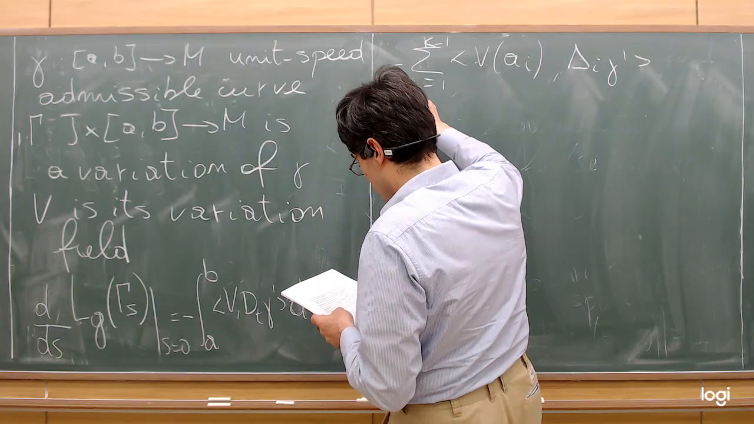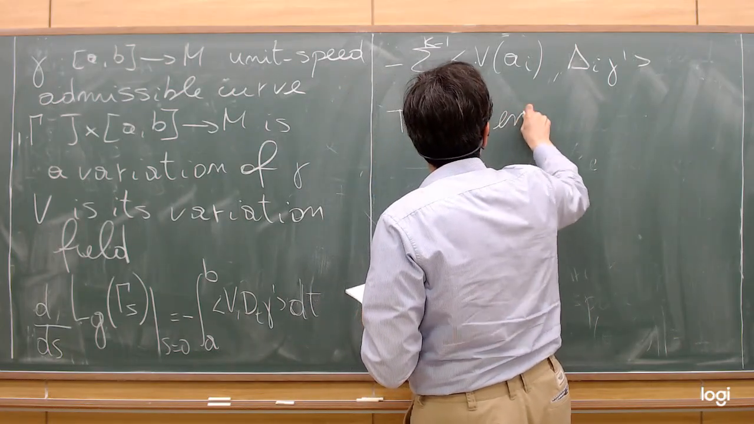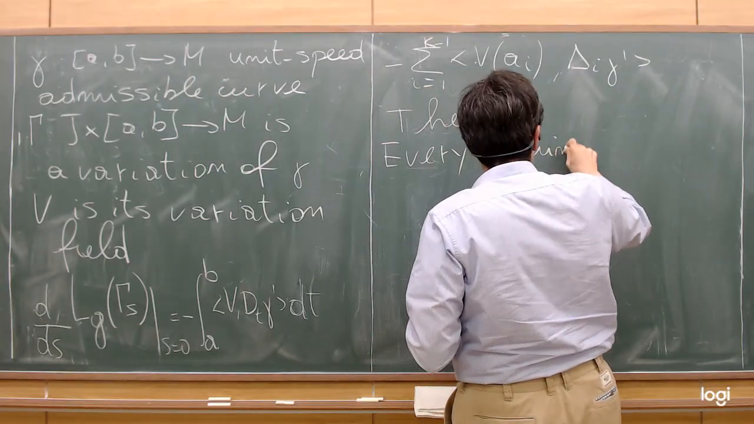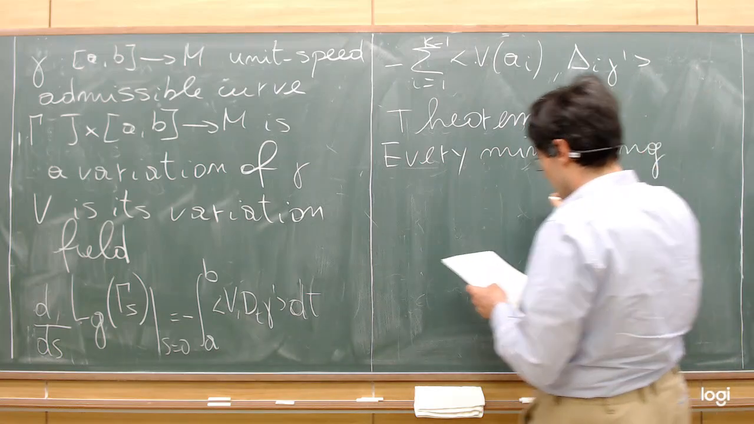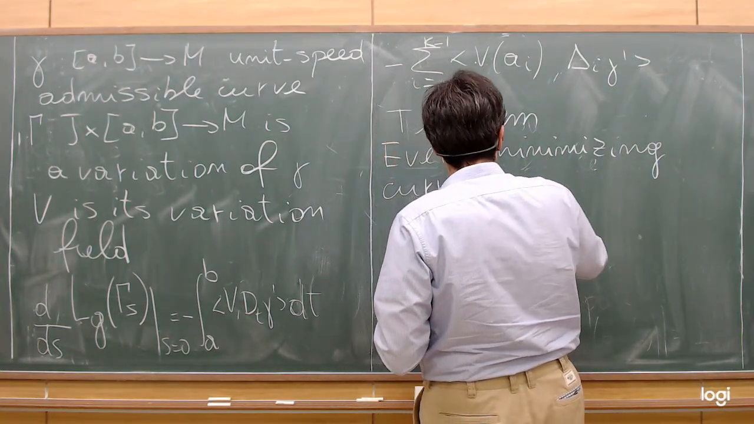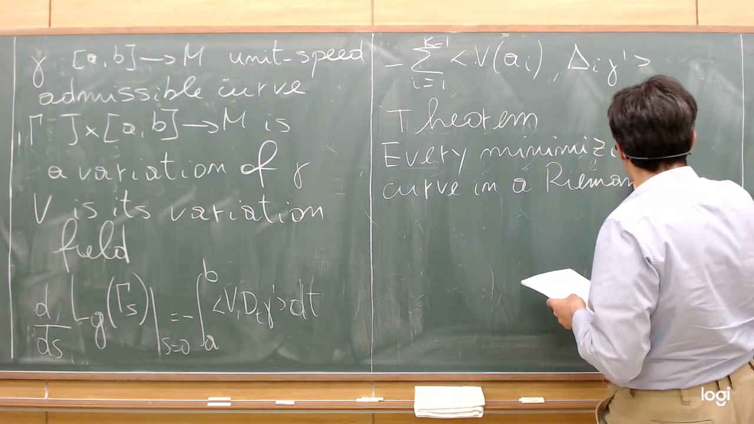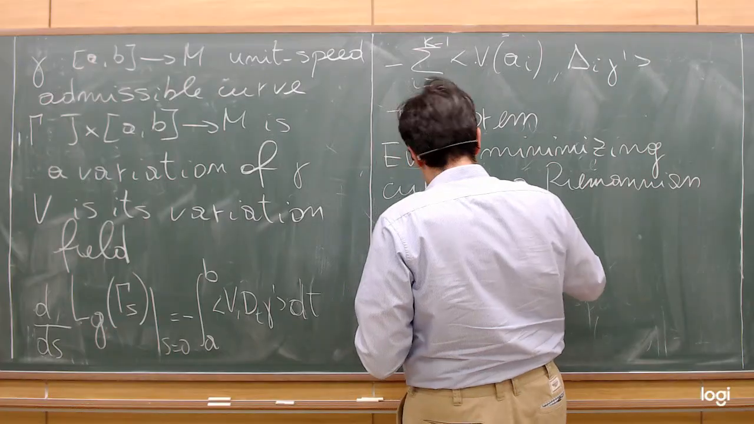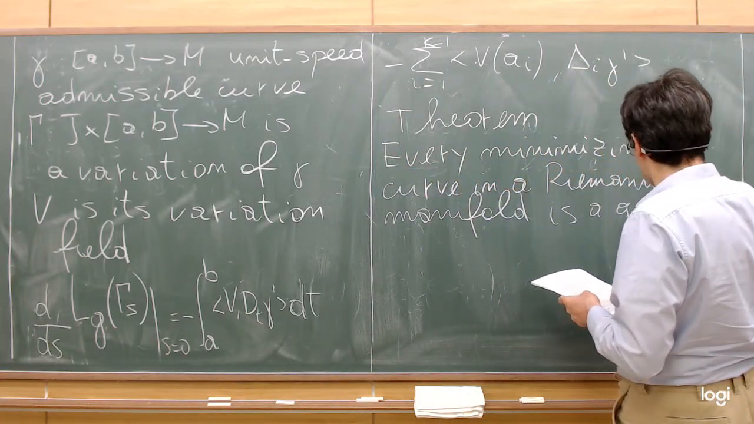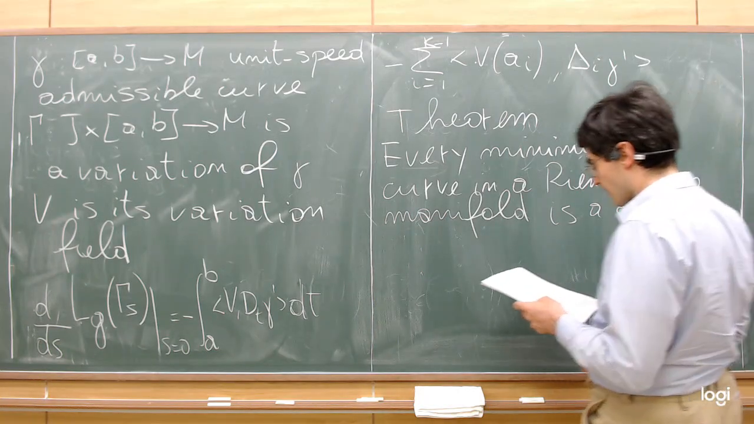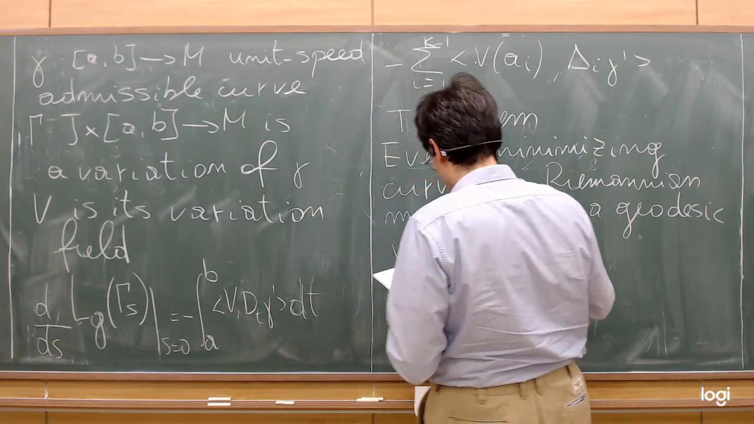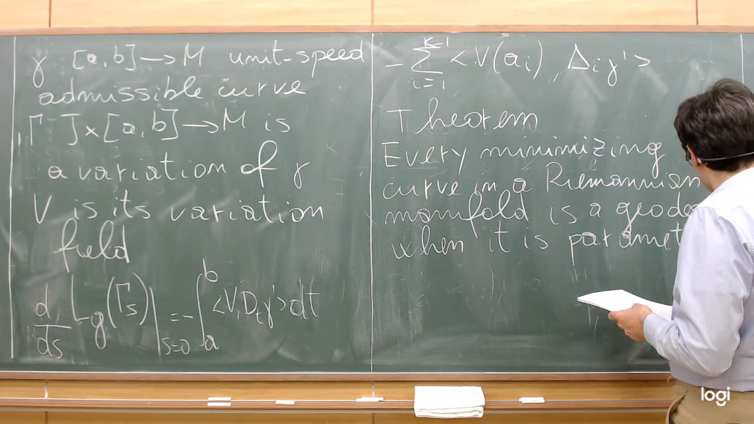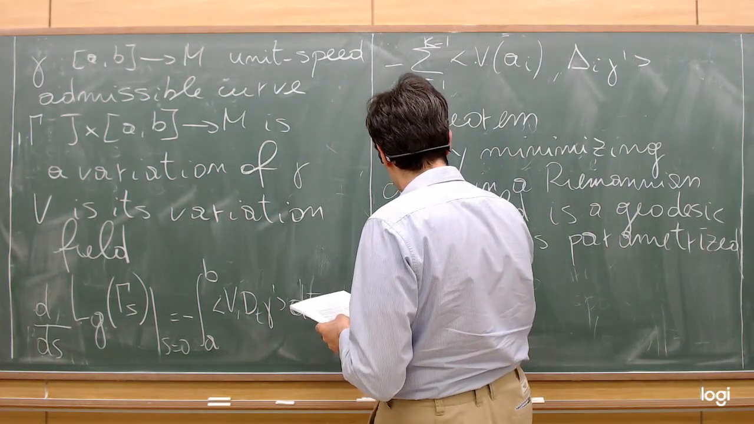prove this very important theorem. Every minimizing curve in a Riemannian manifold is a geodesic when it is parametrized by arc length.